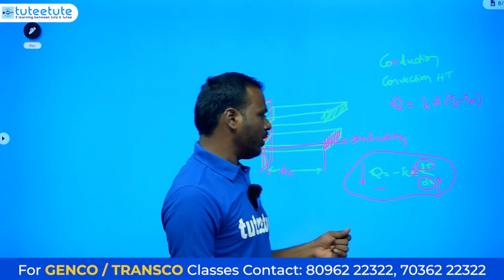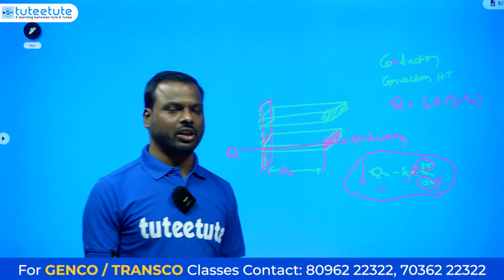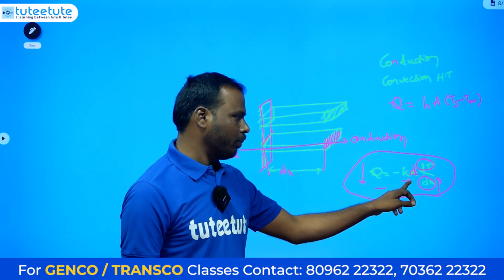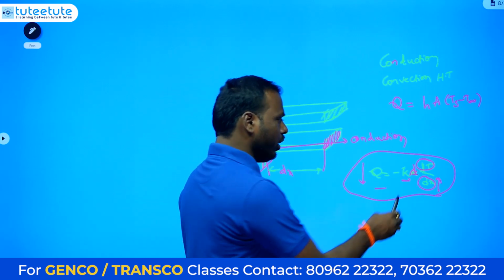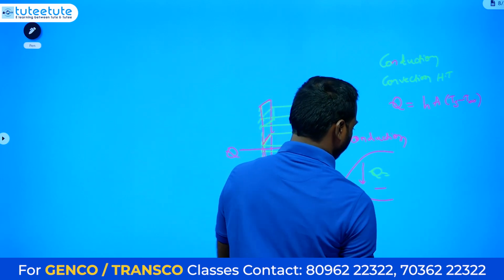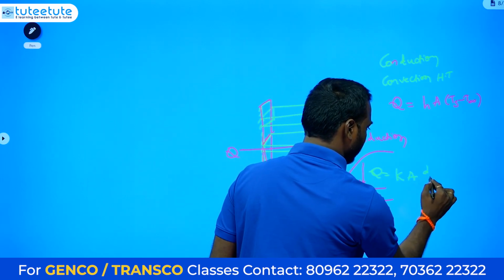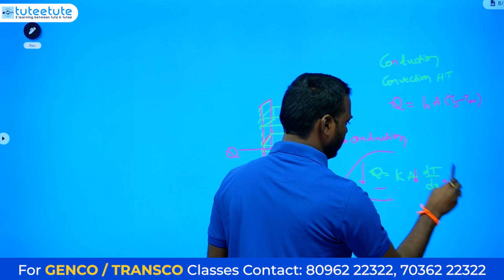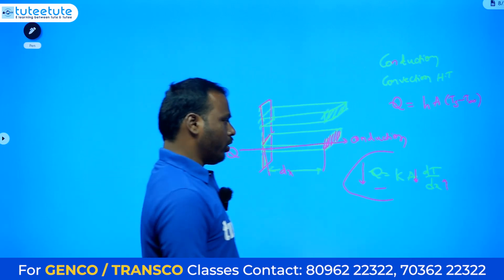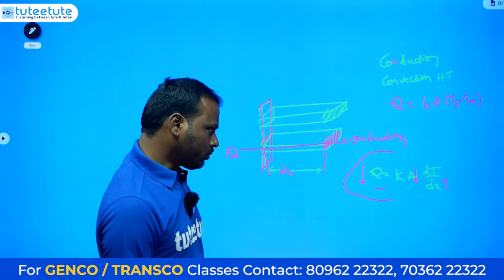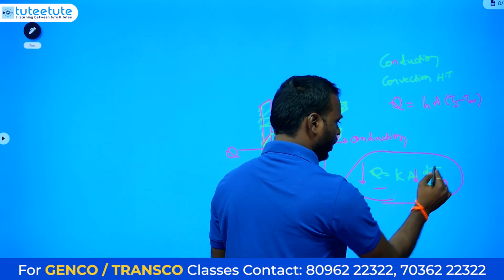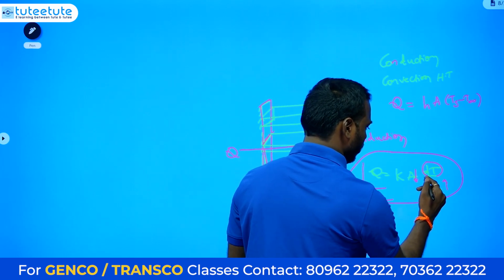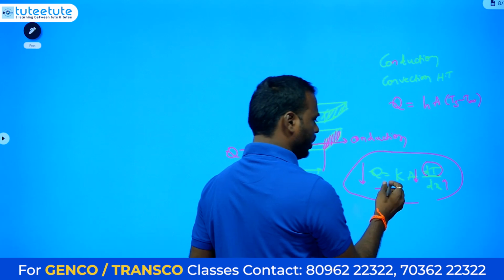Of course, the thermal conductivity of the material depends absolutely upon the material only. Here, in k A dT by dx, if you observe, A is decreasing and dx is increasing. We cannot change dT by dx.